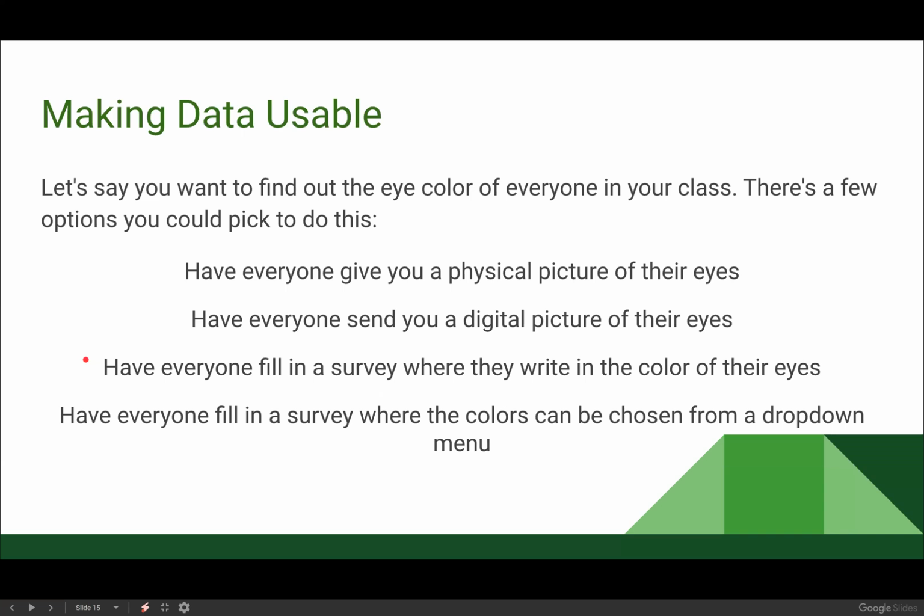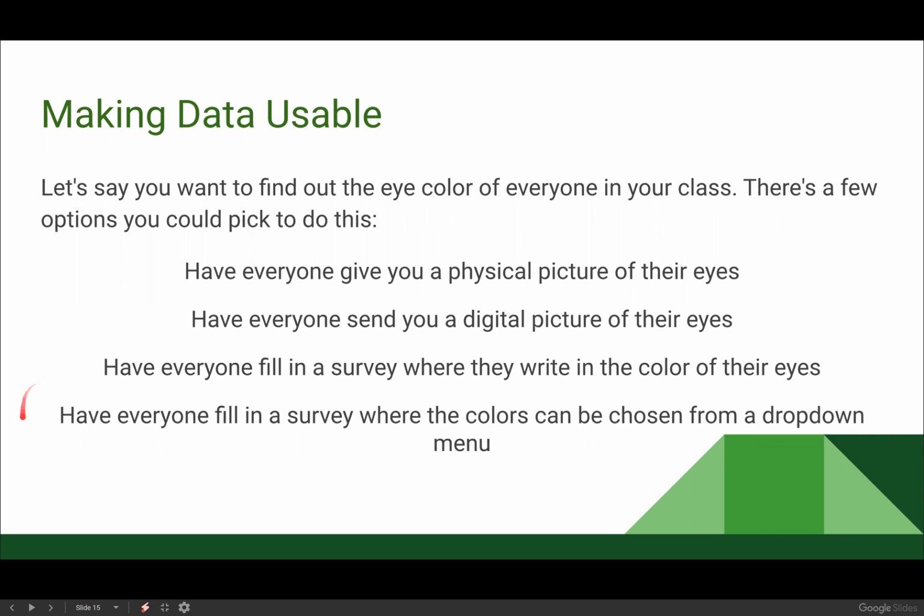If we have people fill in a survey where they just type in their number or their answer, this is definitely better than having us do it ourselves, having to try and figure it out. But we open up the door for people to potentially put in bad things. They could put in orange. They could put in, I don't know, glass. They could put in whatever they want. It doesn't have to be an eye color here.